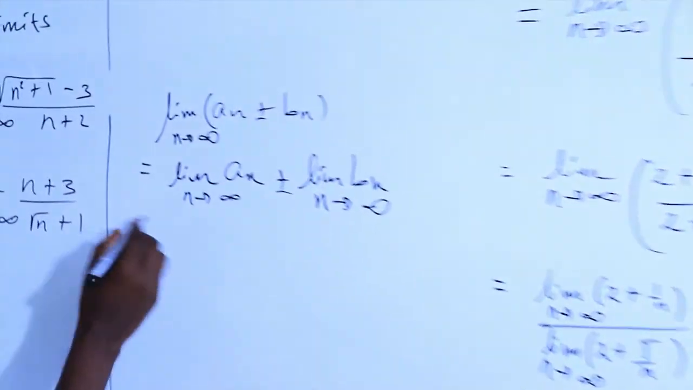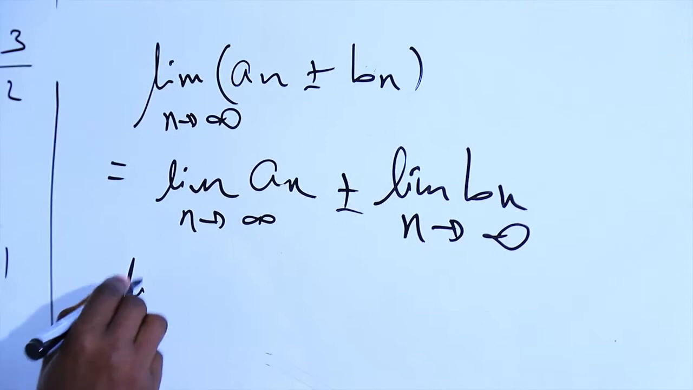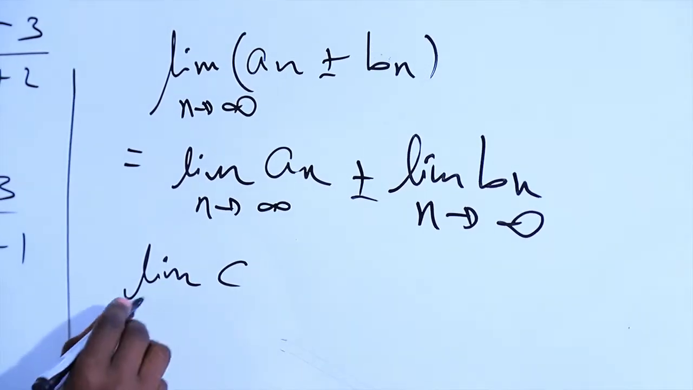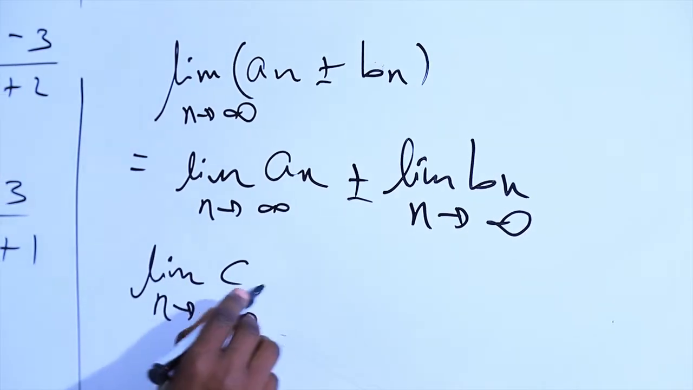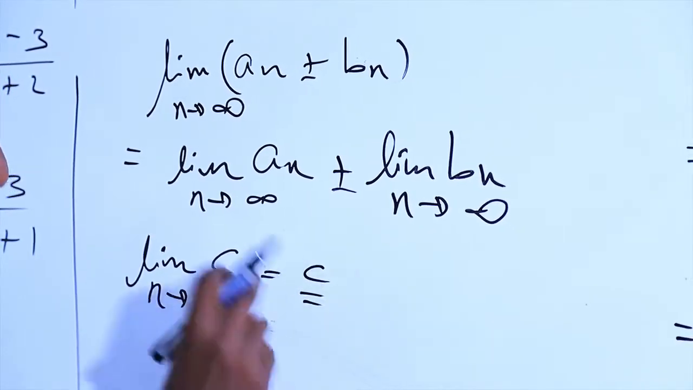Now we can recall that for any constant number, the limit of the sequence, let's say c, when the value of n approaches a certain value, which is infinity, is always equal to the constant number c.